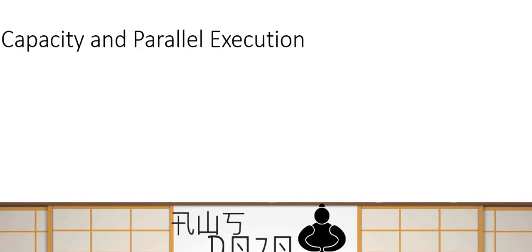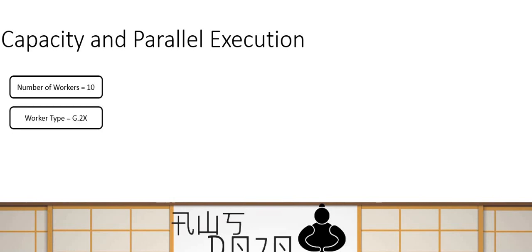So let's take an example of a capacity and try to understand how it helps in parallel execution. Let's assume that you go for number of workers equal to 10, and you decide your worker type will be G.2x. In that case, you get 20 DPUs, because one G.2x worker gives you 2 DPUs, so 10 into 2, you get 20 DPUs. Then you get 8 into 10, which is 80 vCPUs, 32 into 10, that is 320 GB of memory, and 10 into 128, which is more than 1 terabyte of disk space.